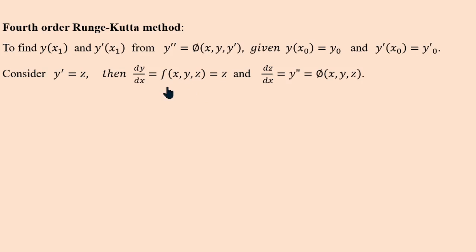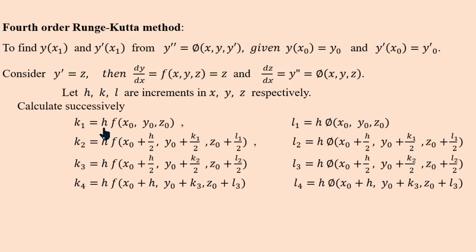Now extend the formula for the fourth order Runge-Kutta method k1, k2, k3, k4 for three variables x, y and z. Let h, k and l are increments in x, y and z respectively. Then k1 is h into f of x naught, y naught, z naught. L1 is h into phi of x naught, y naught, z naught, because L is increment for z, dz by dx is phi of x, y, z. Same k2 value h into f of x naught plus h by 2, y naught plus k1 by 2, z naught plus L1 by 2. This is x, y, z value.